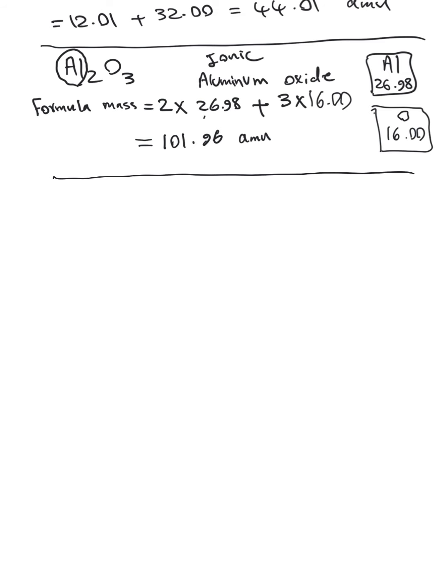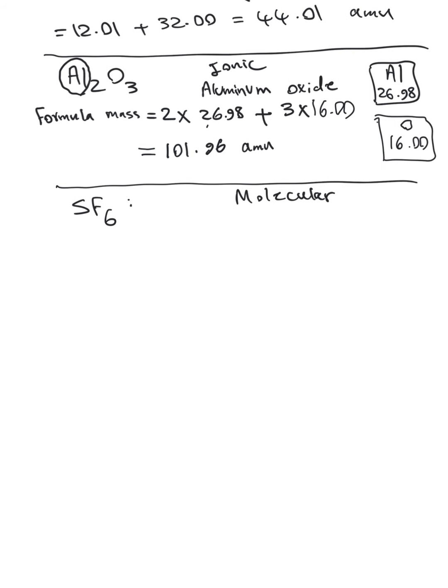Okay. So to give you another example, for instance, we have SF6. First of all, what type of compound is this? Exactly. How would you name this one? Sulfur hexafluoride.